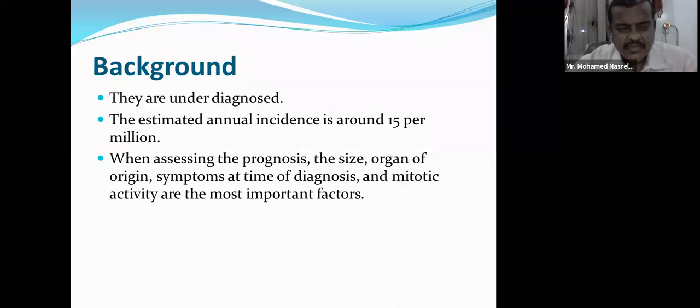When we are talking about prognosis, the size, the organ of origin, symptoms at time of diagnosis, and mitotic activity are the most important factors. And we will talk about the prognosis later in our discussion.